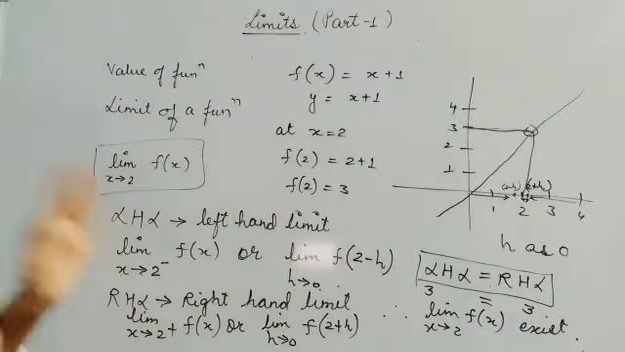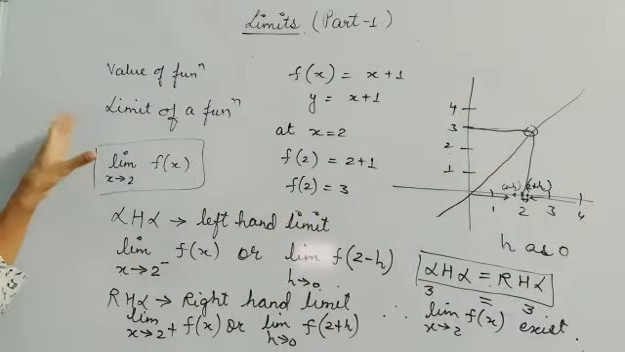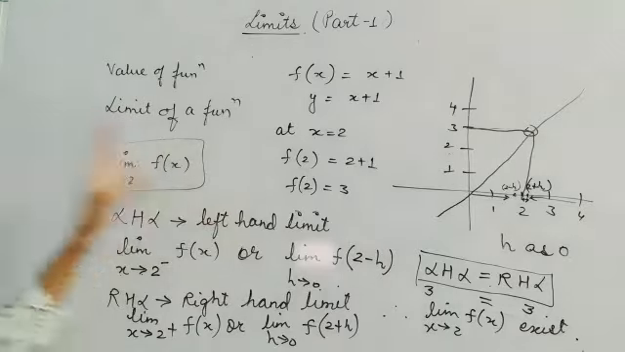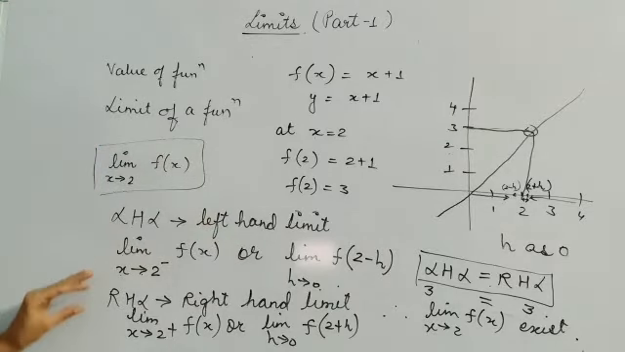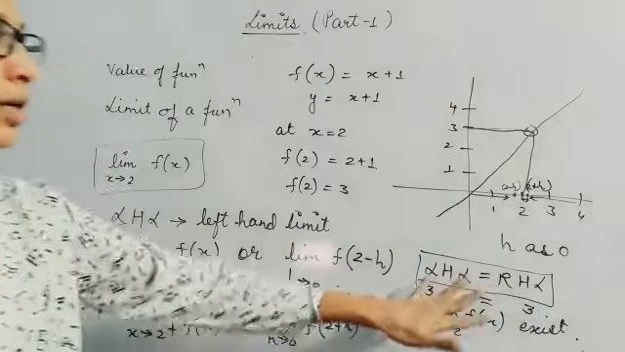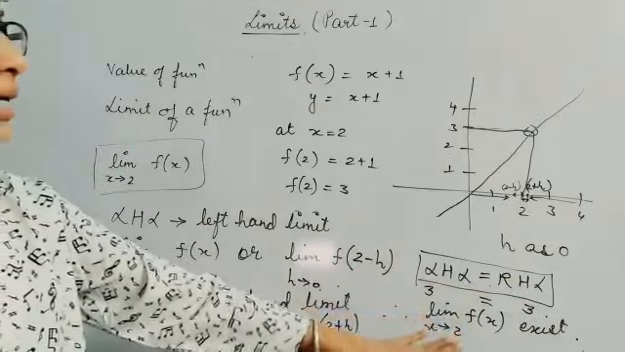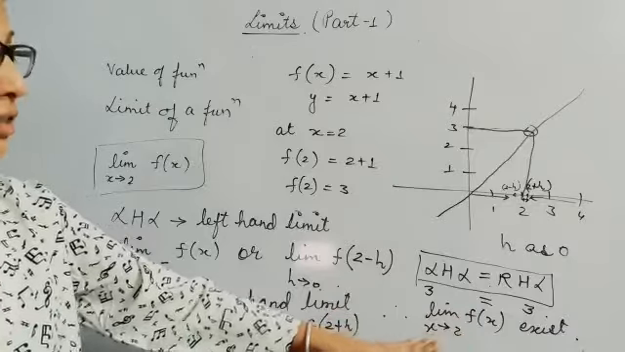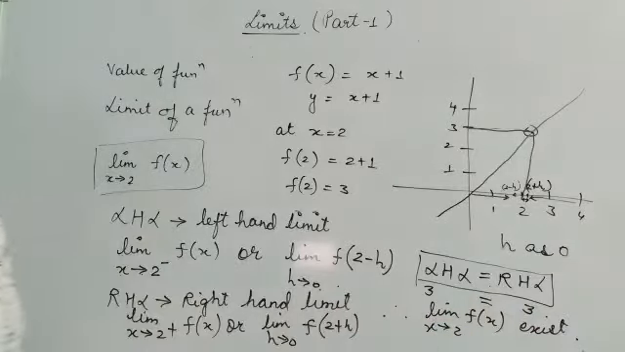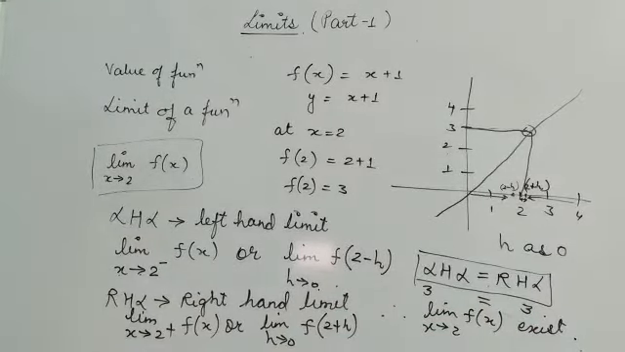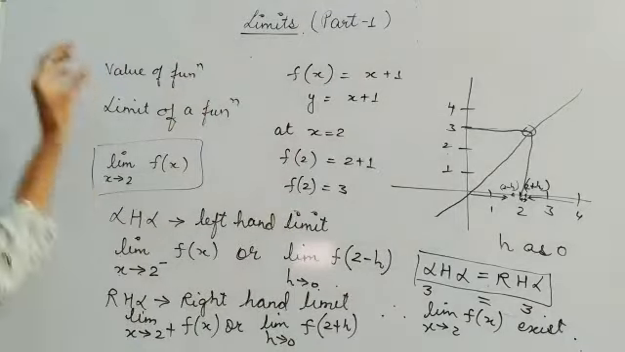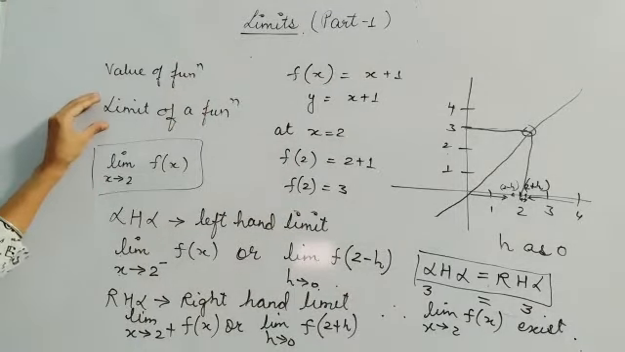Alright, so whenever we are going to do questions of limit of a function, we will always be finding out LHL, we will always be finding out RHL, and if these two values come equal, then we say that the limit at x tends to 2 exists. So this is the entire concept of value of a function and limit of a function.